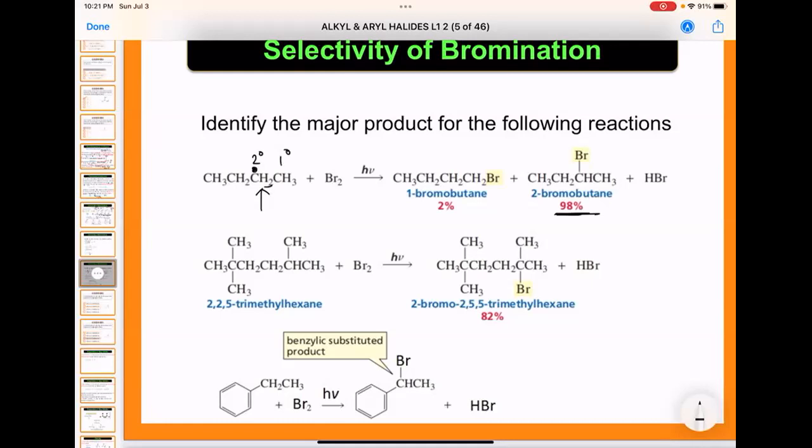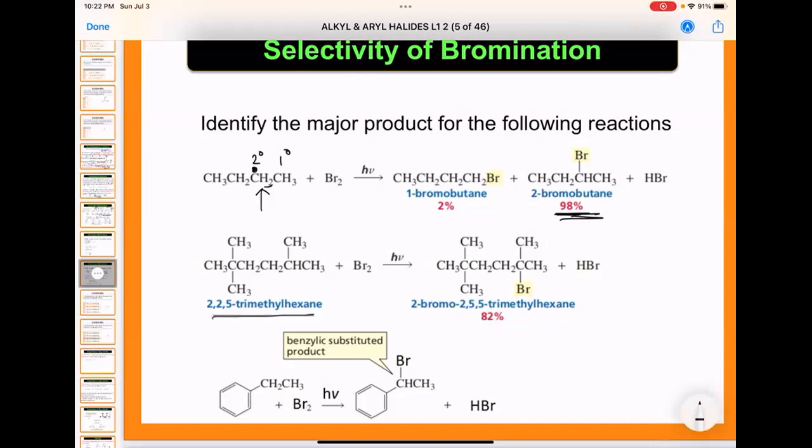There is no selectivity, right? But bromine is like an old person, so it will selectively choose the positions where it can break the hydrogen most easily. That is secondary, out of 1 degree and 2 degree. So that's why this is the major product, and that's why we say that bromination is very selective.